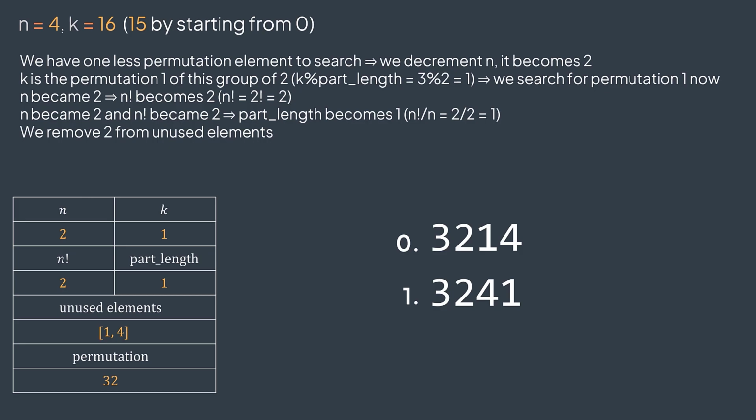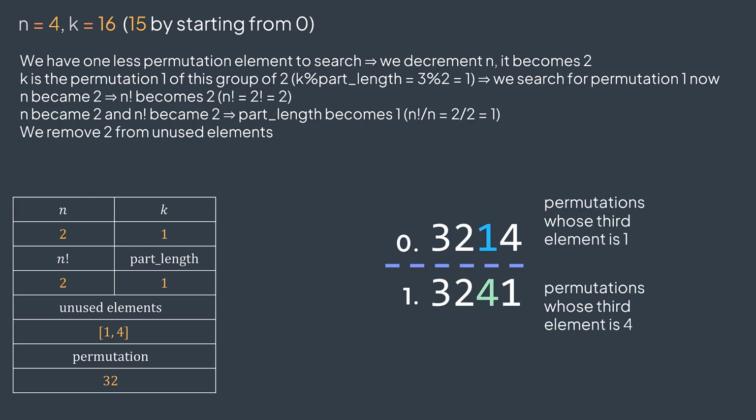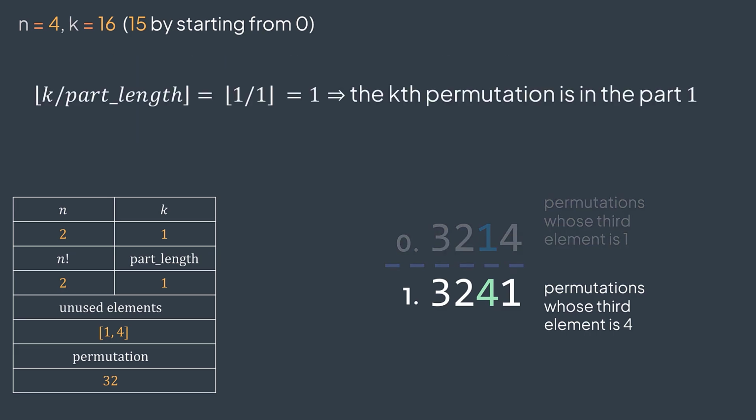We can divide these 2 permutations into 2 parts of 1 permutation. The first part contains permutations whose third element is 1. And the second part contains permutations whose third element is 4. To know the part the kth permutation belongs to, we divide by the part length. The part length here is 1, and 1 divided by 1 gives 1. Our permutation will be in part 1. Permutations of part 1 have 4 as a third element, so the third element of our permutation will be 4.